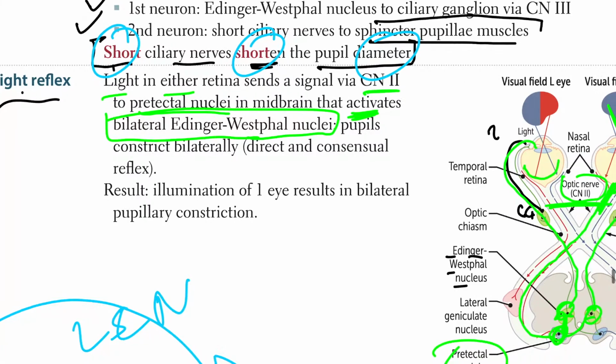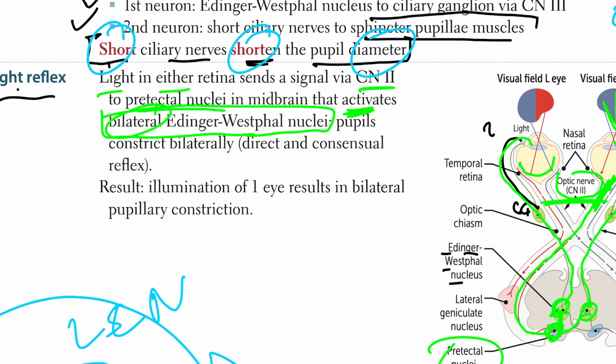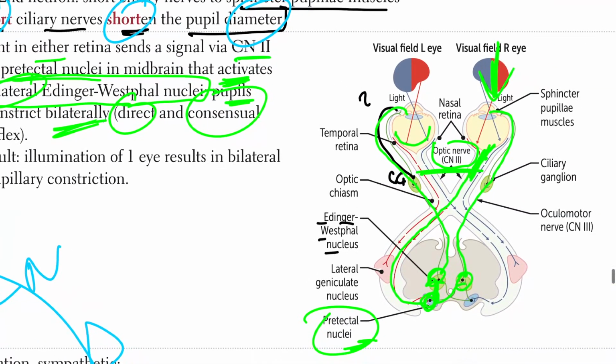So let's read this. Bilateral Edinger-Westphal nuclei, pupils constrict bilaterally. That's normal. It's called the direct and consensual reflex, meaning when you shine the light in one eye, that's direct constriction of the pupil, that's the direct reflex. But the other eye automatically constricts the pupil too. That's called the consensual reflex.